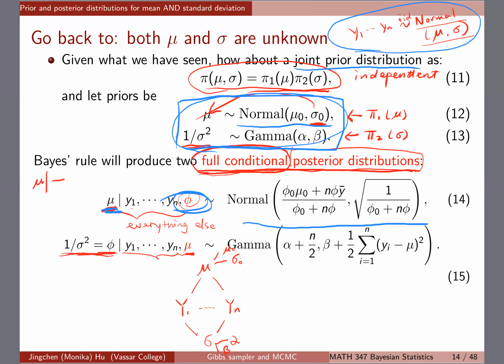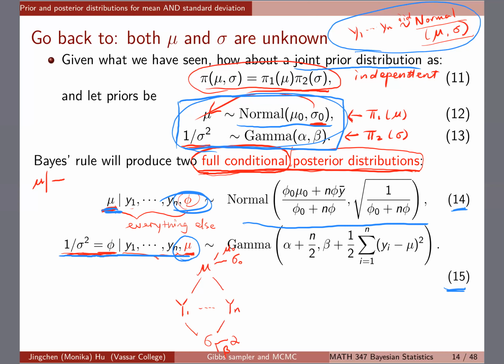Similarly, if you're going to just focus on the full conditional posterior distribution for phi or 1 over sigma squared, then from the likelihood, you only collect things about sigma squared or phi, right? And then from its prior, equation 12 doesn't matter anymore because it's about mu, and mu is given in this case. As you can see, we always put it after the conditional sign. So the prior contribution only comes from equation 13, and that's the same as before. So that's why you see that equation 14 and 15 are exactly the same as before, but we now define them differently.